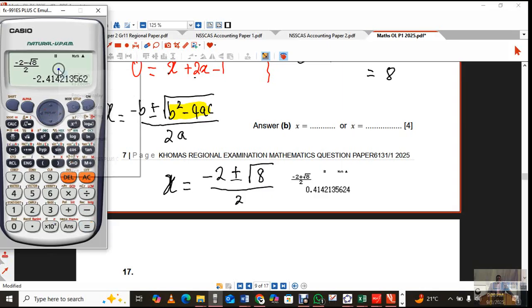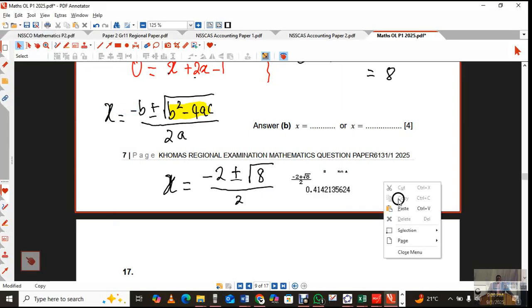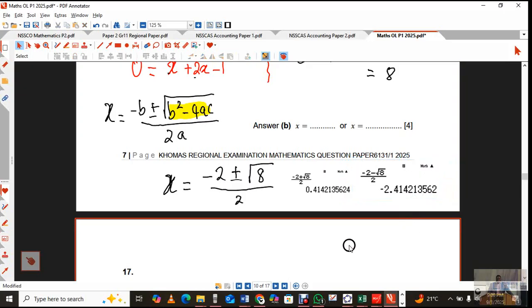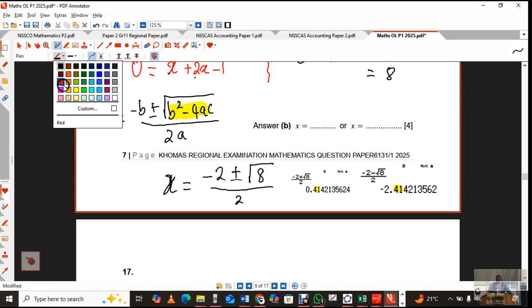And take that answer. And clearly you can see my 2 values. So now I'll give my answer to 2 decimal places. That's to 2 decimal places, right? And you can now just go ahead and write the answer down.